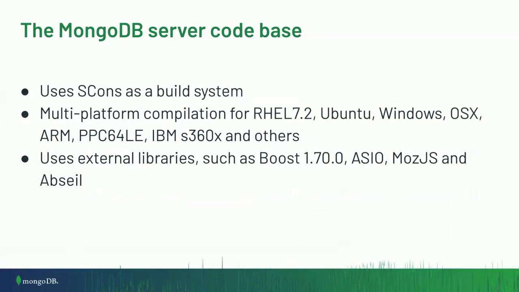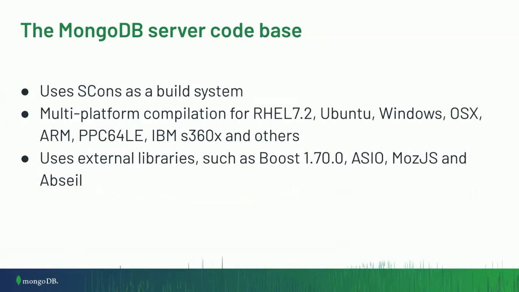In addition, the server uses some of the more popular C++ open source libraries, such as Boost. We're currently at 1.70. Asio, this is what we use for our networking code. We've linked Mozjs, which is what we use to execute JavaScript. The server has the ability to execute JavaScript, something kind of like stored procedures, and we use Mozjs for that.